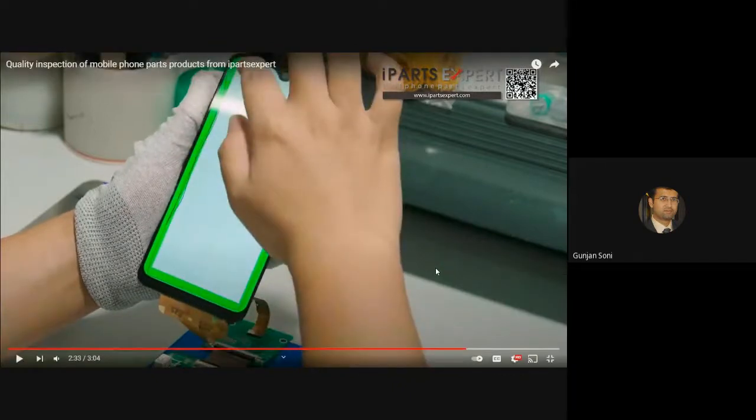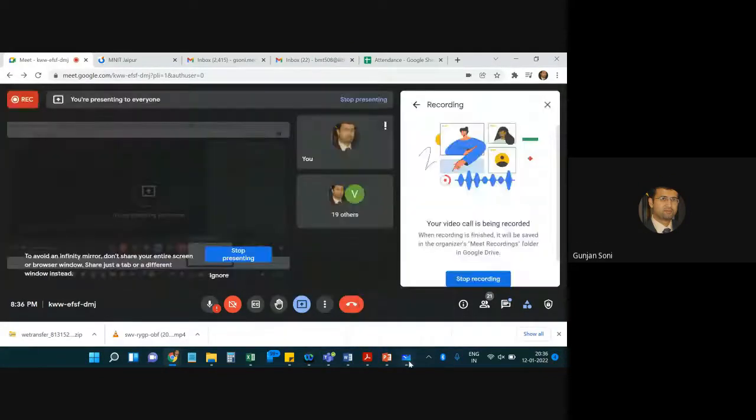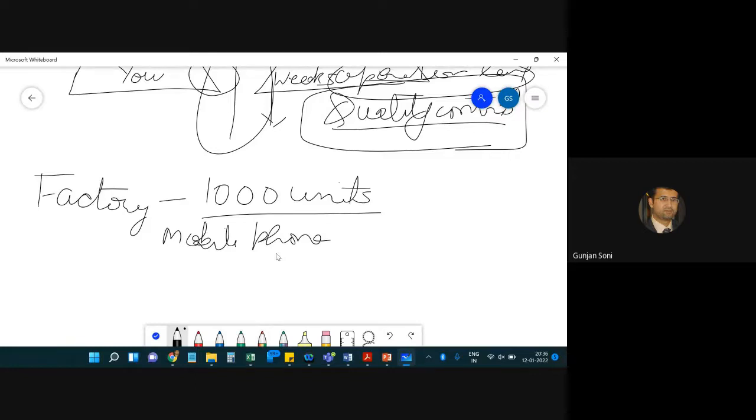Now you can see that it's taking significant time. The idea to show that video was that if you are taking anything in your hand, maybe a mobile phone, laptop, bottle, anything in your house, it comes through a quality check. It's not that it just gets produced and assembled and comes to you.